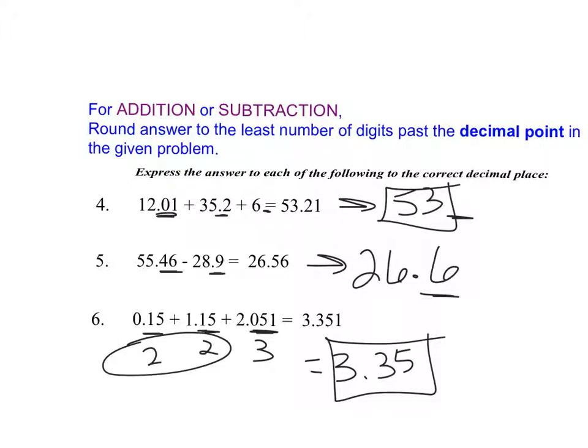So 2 separate rules. Please make sure you know when you count the decimal places and when you count sig figs. You will have to do both of these separate rules, and you have to be able to keep track of them.